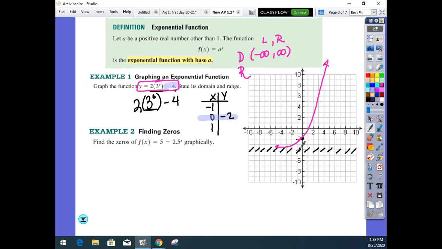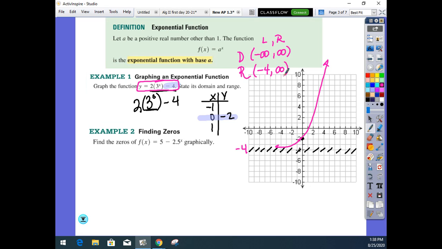All right, how about the range? Notice it's approaching where y is -4, but it never gets to -4. So remember, you use a parenthesis if the number is not included. -4, then how far up does it go? All the way up will always be a positive infinity. That's your domain and range.